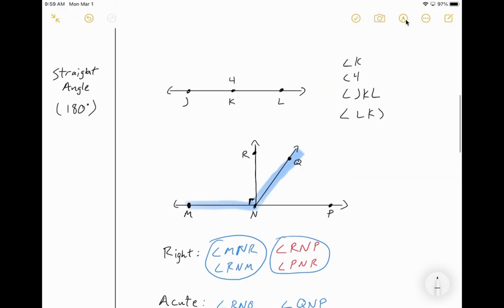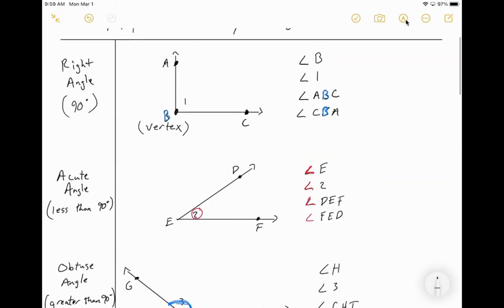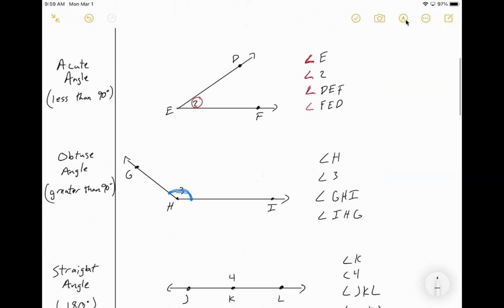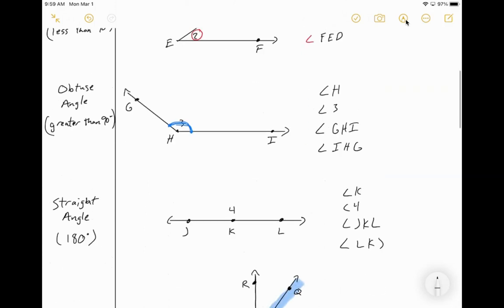All right. So again, we went over 4 different types of angles: right angles, 90-degree angles, make a little box there. Acute angles, which are less than 90. Obtuse angles, which are more than 90. And a straight angle, which is a straight line, 180 degrees. And then how to name them 4 different ways. And that's it.